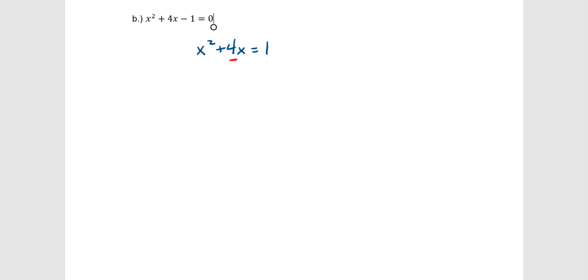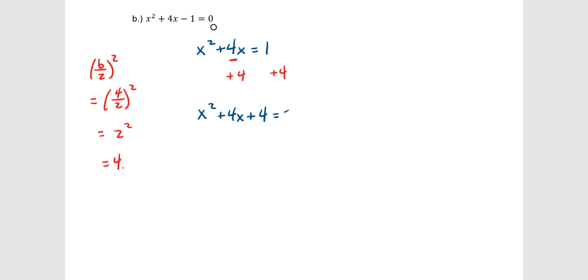So we'll look at the x coefficient. That's going to be our b value. So we do b over 2 squared. That's 4 over 2 squared, which is 2 squared, which is 4. So we're going to add 4 to both sides. So on the left-hand side, we get x squared plus 4x plus 4. On the right-hand side, we get 4 plus 1, so we get 5.